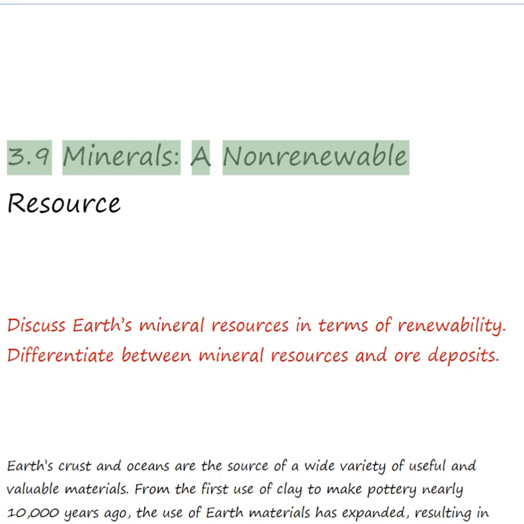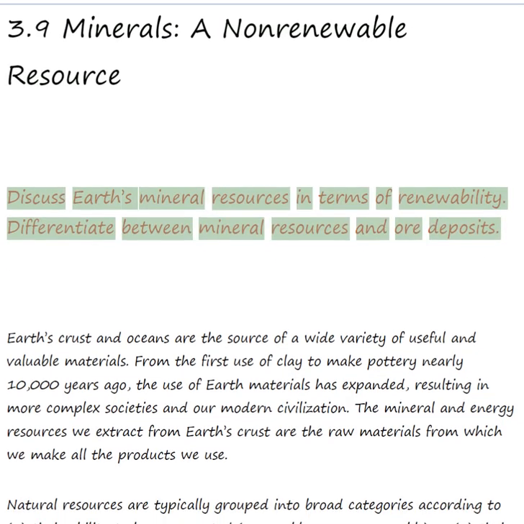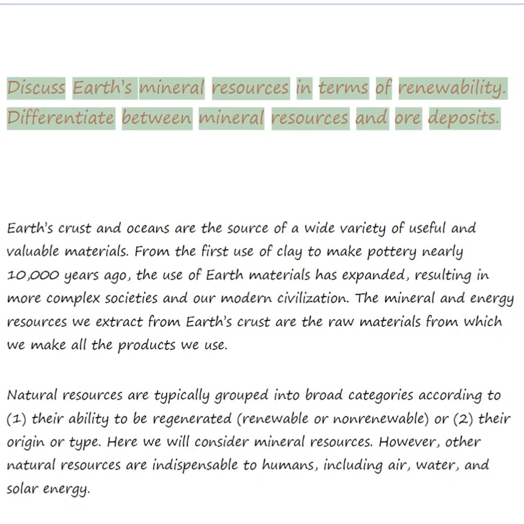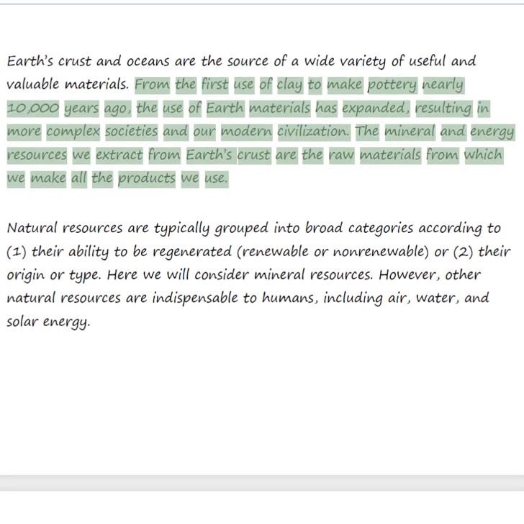3.9 Minerals, a non-renewable resource. Discuss Earth's mineral resources in terms of renewability. Differentiate between mineral resources and deposits. Earth's crust and oceans are the source of a wide variety of useful and valuable materials. From the first use of clay to make pottery nearly 10,000 years ago, the use of earth materials has expanded, resulting in more complex societies and our modern civilization.